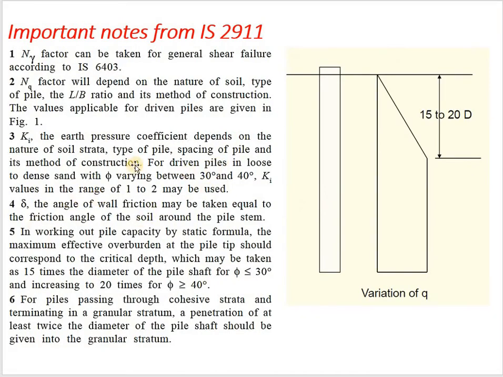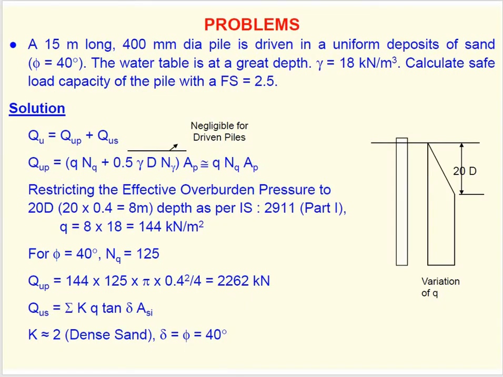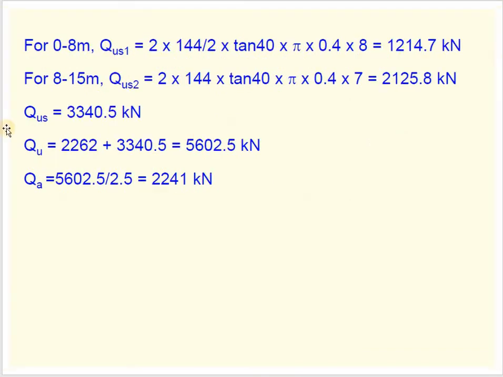See here, for driven piles in loose to dense sand with phi varying between 30 degree and 40 degree, K values are in the range of 1 to 2. So here, as the phi is 40 degree, the K value is 2.